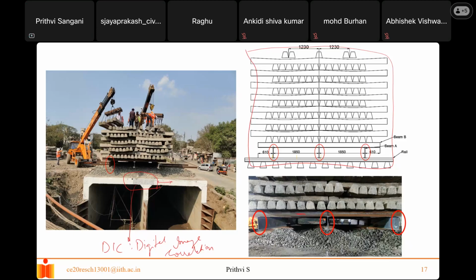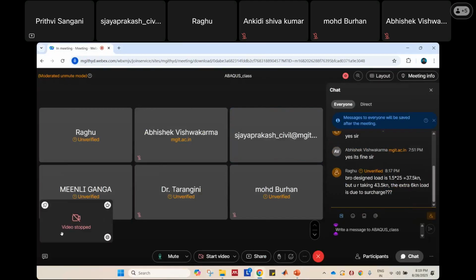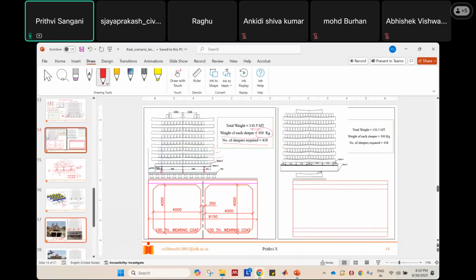Any other doubts, others? Train load is 1.1, but you're taking 43, the extra 6 kilometers due to surcharge. 40 you're taking, right? Yeah, okay. I forgot to mention one thing. There is something called dynamic effect as well, the dynamic impact factor (DIF). Including that, it was about 42.5.